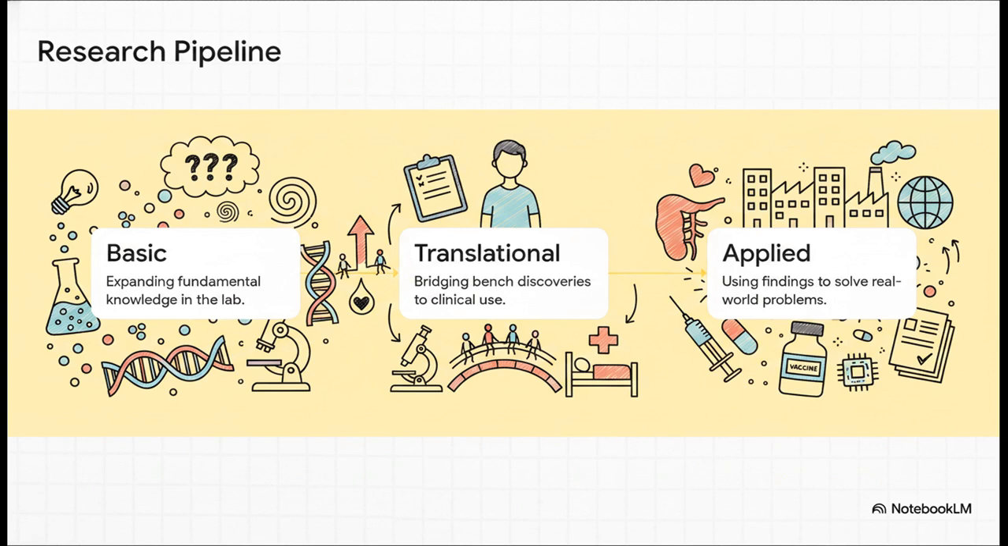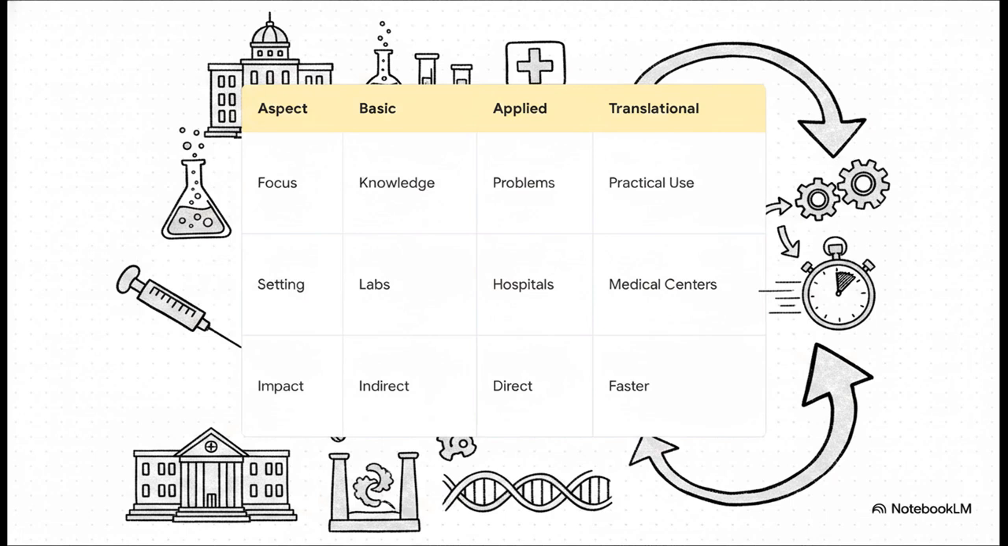And finally, step 3 is applied research. This is real-world problem solving. It takes those findings and actively uses them to develop new technologies, treatments, or policies. Think about developing a brand new, ready-to-use vaccine based on earlier basic discoveries in immunology. If you're prepping for an exam right now, I highly recommend you mentally screenshot this matrix. It perfectly breaks down the differences.